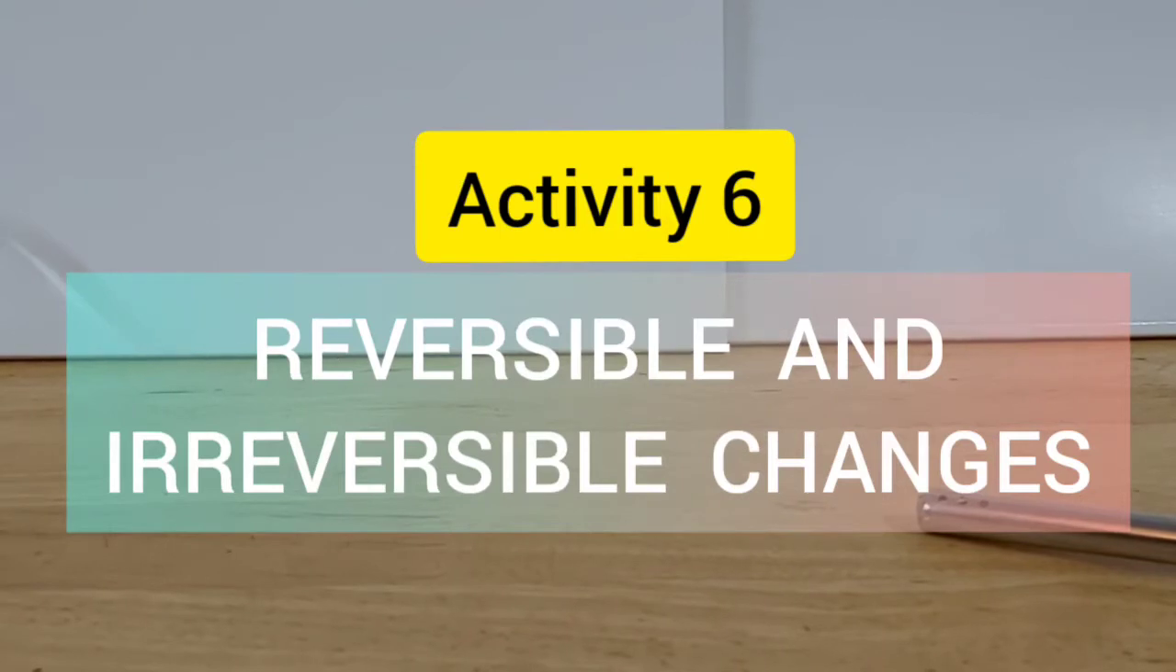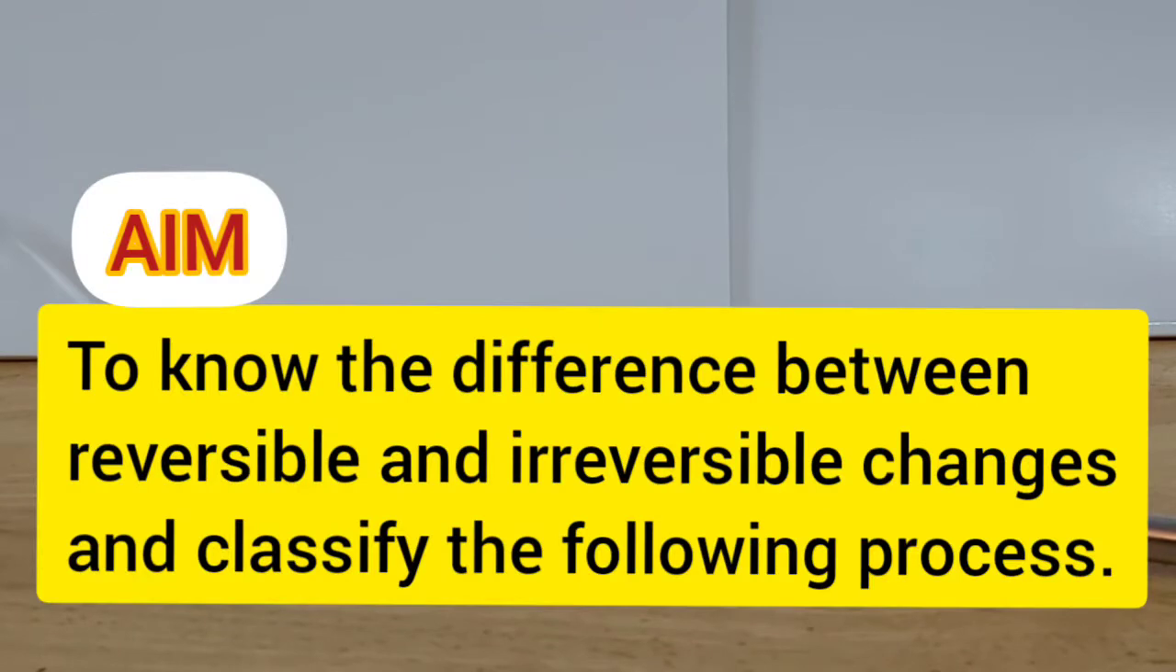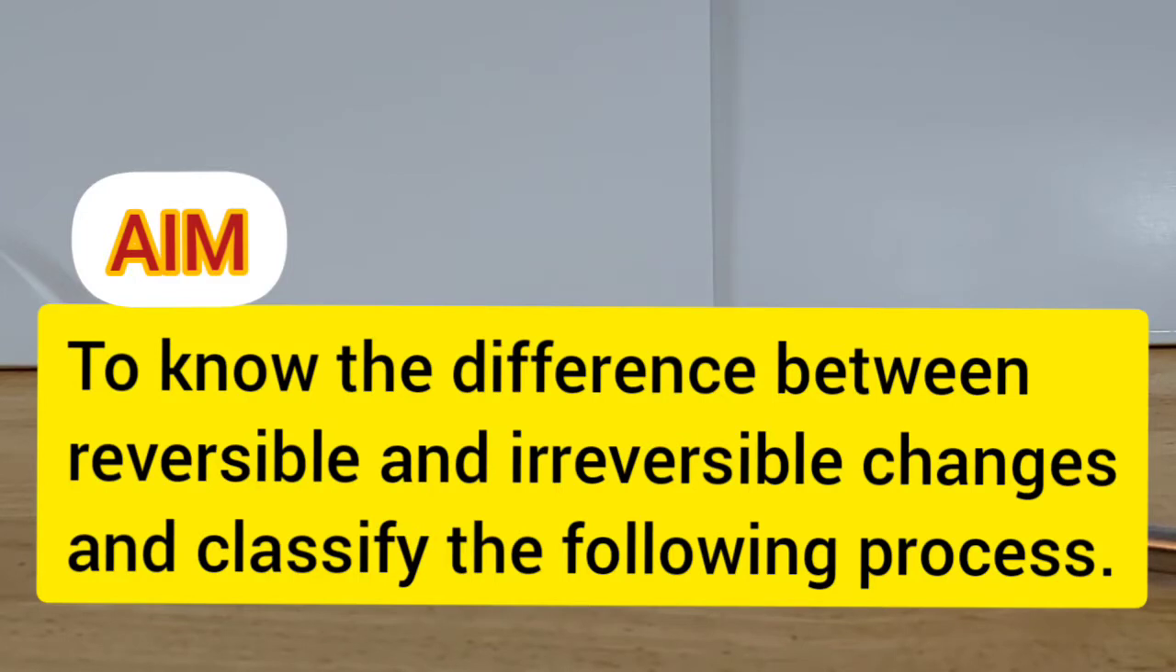We have reversible and irreversible changes. The aim of our investigation is to know the difference between reversible and irreversible changes and classify the processes that we are going to do. So we're going to do some processes which are examples of reversible and irreversible changes.